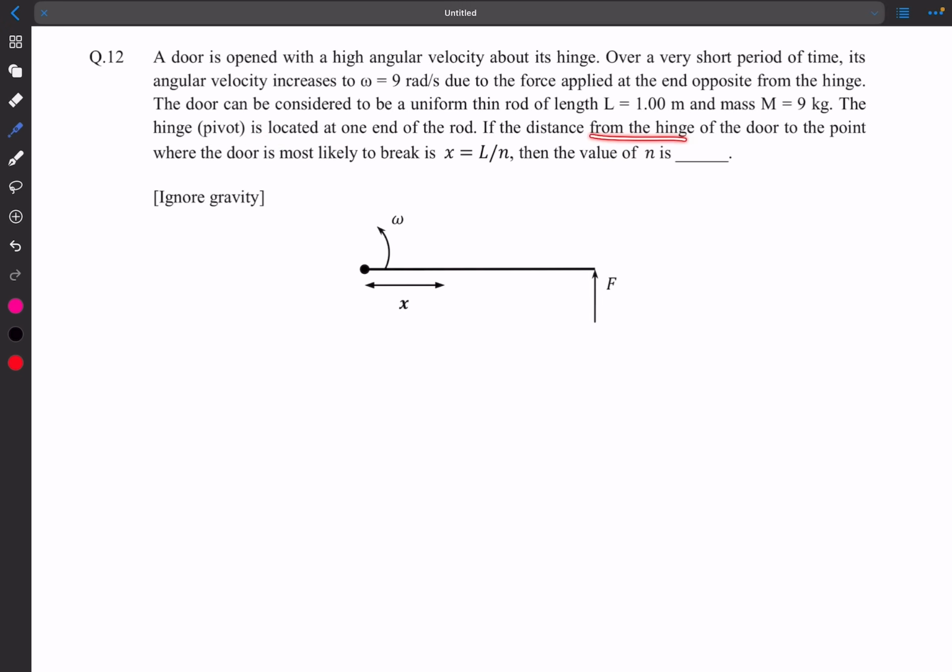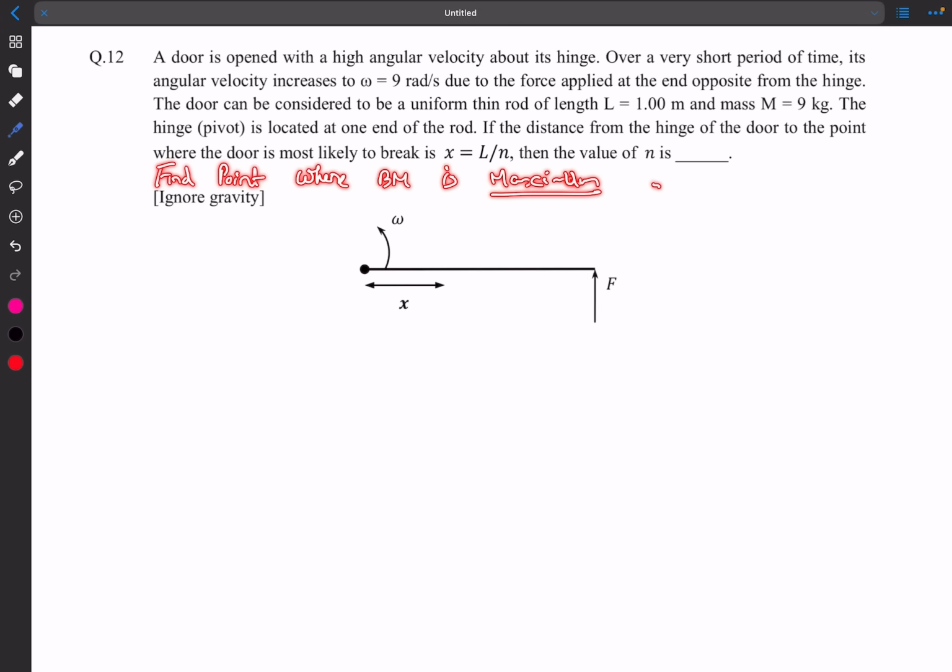If the distance from the hinge of the door to the point where the door is most likely to break is x equals L by n. The thing here is, guys, I guess what they wanted you to analyze is the bending moment. Okay, it's not the centrifugal force that they wanted you to analyze, and it's not the shear stress either. It's probably the bending moment. And I guess they should actually mention that, something like, find the point where the bending moment is maximum, or something like that.